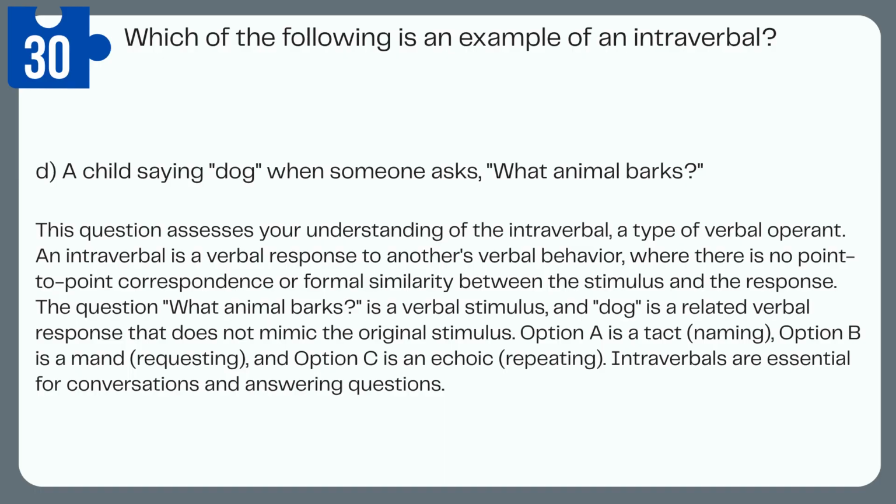Answer, D. A child saying dog when someone asks, what animal barks? This question assesses your understanding of the intraverbal, a type of verbal operant. An intraverbal is a verbal response to another's verbal behavior, where there is no point-to-point correspondence or formal similarity between the stimulus and the response. The question, what animal barks, is a verbal stimulus, and dog is a related verbal response that does not mimic the original stimulus. Option A is a tact, naming, option B is a mand, requesting, and option C is an echoic, repeating. Intraverbals are essential for conversations and answering questions.